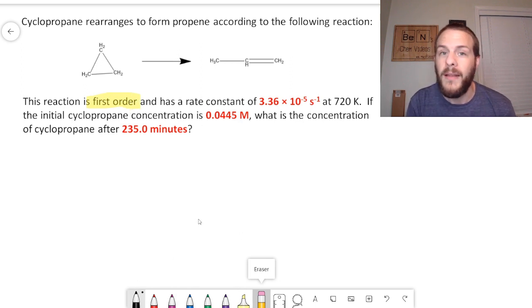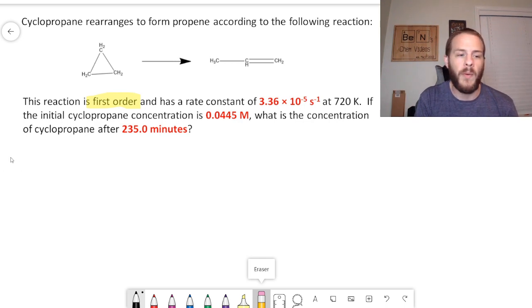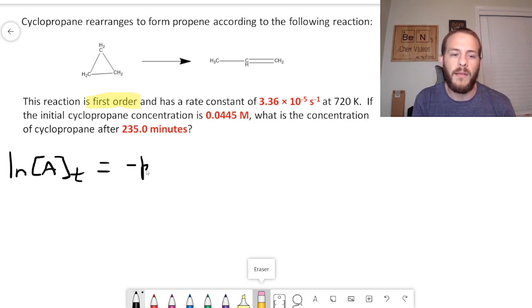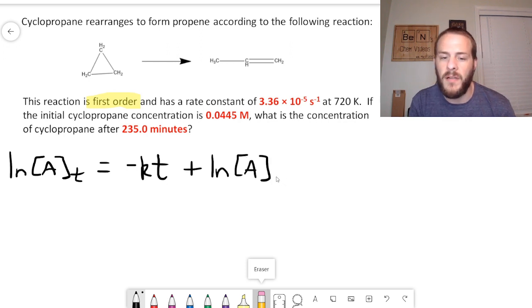the first order integrated rate law equation, which, if you recall, is the following, where we have the natural logarithm of the concentration of the reactant. I'm just going to call it A because that's the notation that we're familiar with. Natural log of the concentration of the reactant at time t is equal to minus kt, where k is the rate constant and t is the time, plus the natural logarithm of the initial reactant concentration, or concentration of A sub 0. So this is the equation that we're going to use.